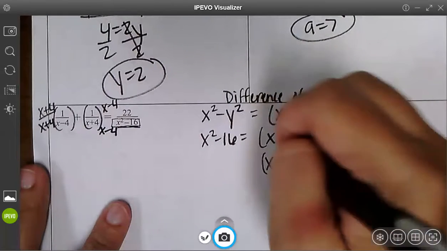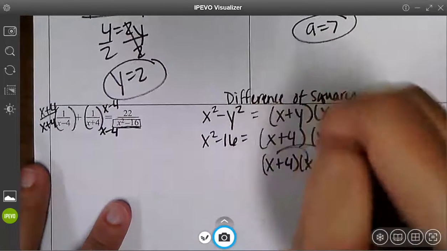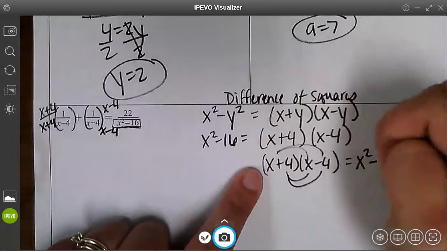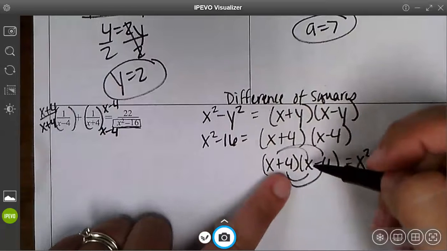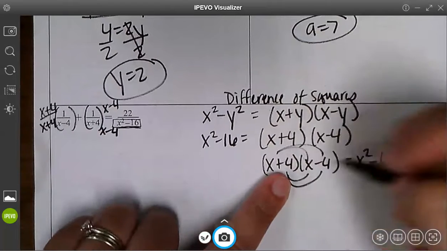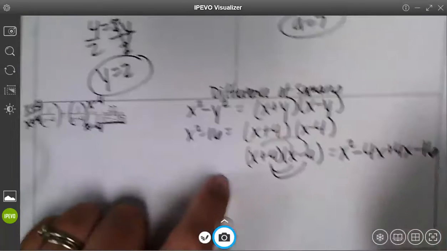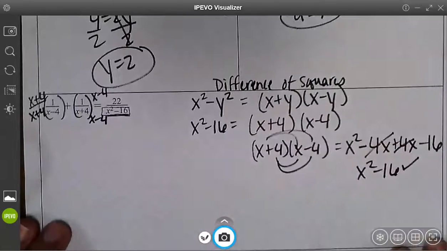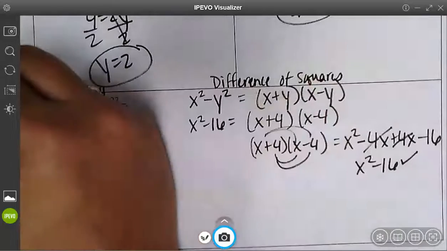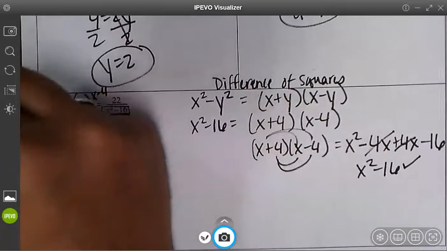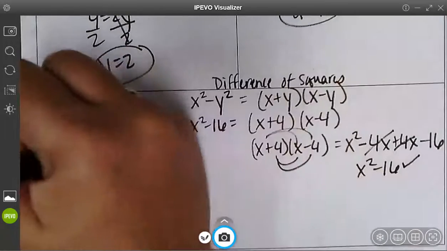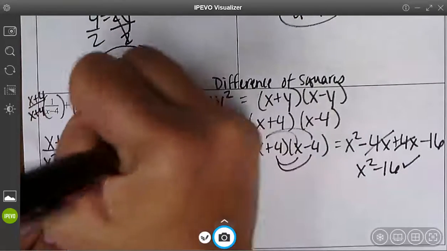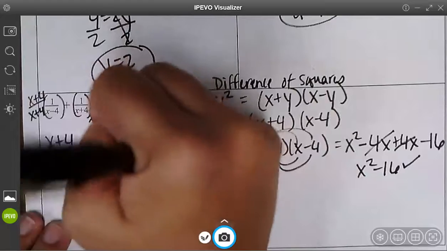If you FOIL this out, when you multiply here, you get x squared, x times x is x squared, minus 4x, x times negative 4. 4 times x is plus 4x. 4 times negative 4 is negative 16. These guys cancel, x squared minus 16. So that's your difference of squares. So now on top, since I'm multiplying by 1, I have x plus 4 over x squared minus 16, plus x minus 4 over x squared minus 16 equals 22 times x squared minus 16.